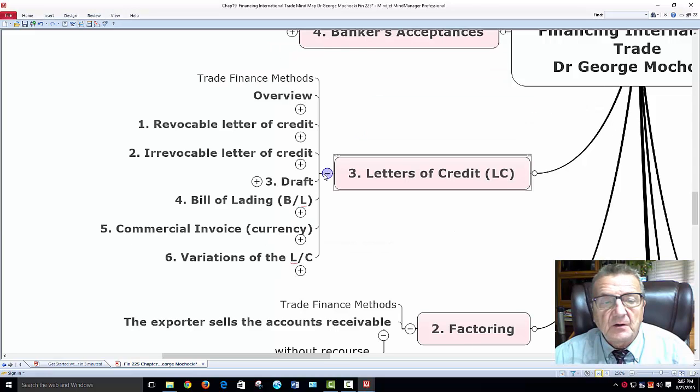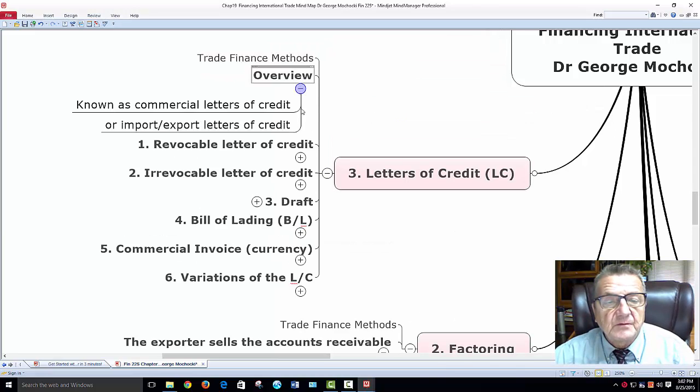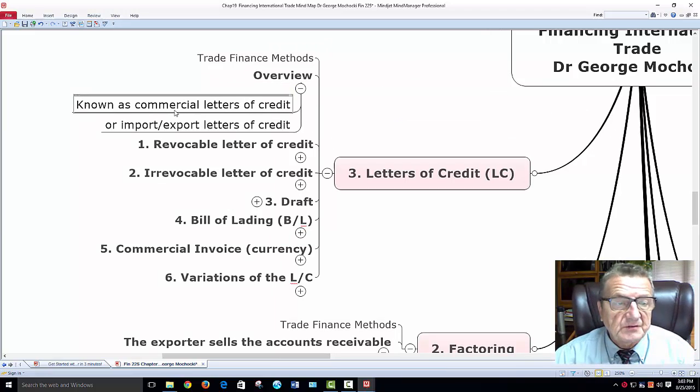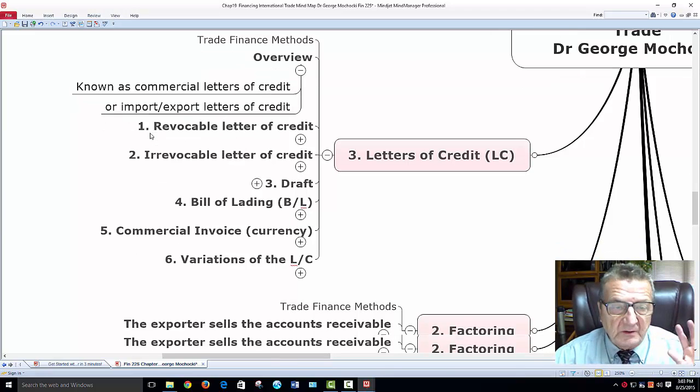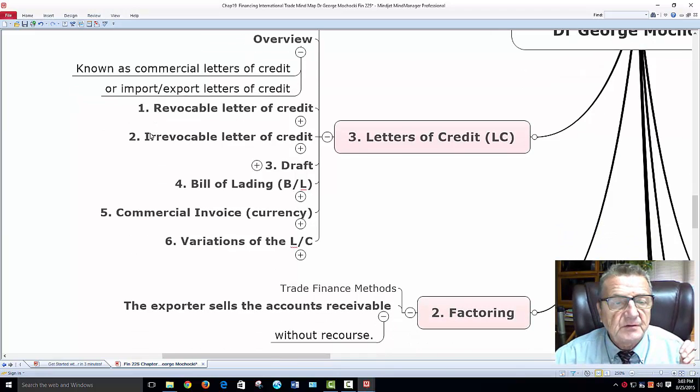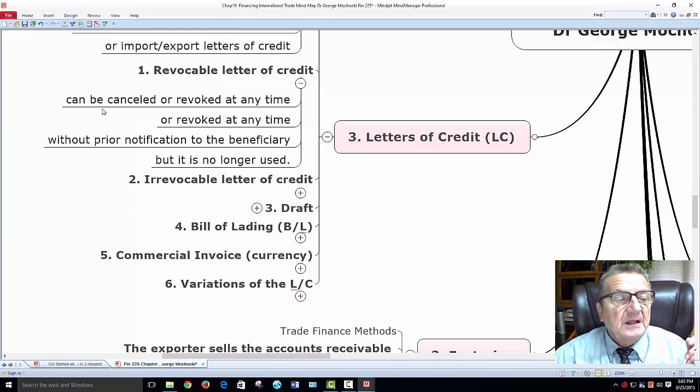Remember, we talked about the R a little bit. And now this one's a quick overview. Known as commercial letters of credit or import-export letters. Remember, in finance, know the terminology if you have a question. What's another name for letters of credit? It could be multiple choice, true and false. A revocable letter of credit can be canceled or revoked at any time.